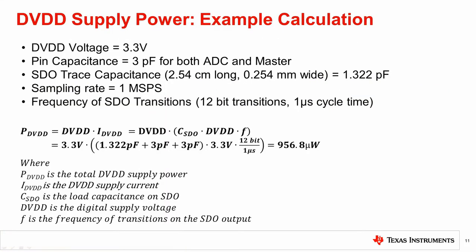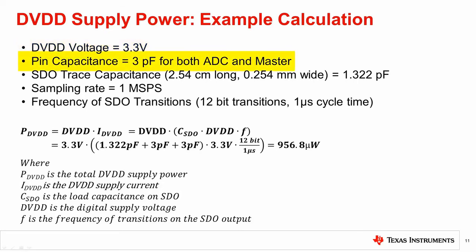Let's walk through a digital supply power consumption example calculation. Using the equation for DVDD current, we will need the DVDD voltage, capacitance of the SDO line, and the frequency of SDO transitions. First, the DVDD voltage is easy to determine, since it will be the voltage that is supplied to the part. In this example, we are using 3.3 volts.